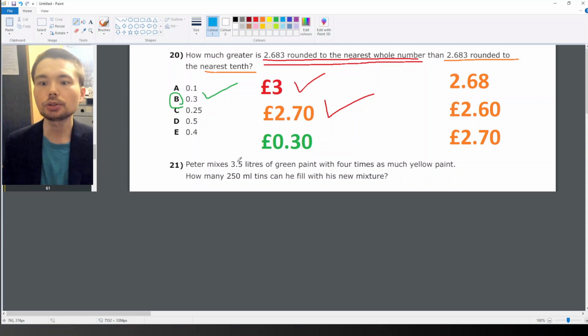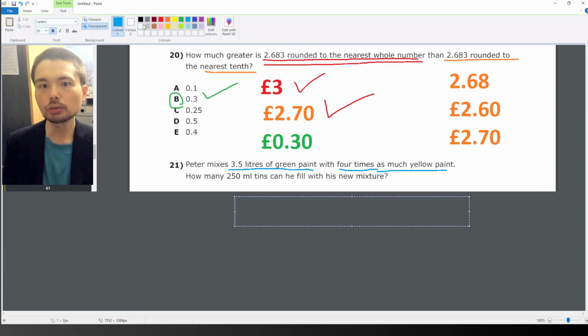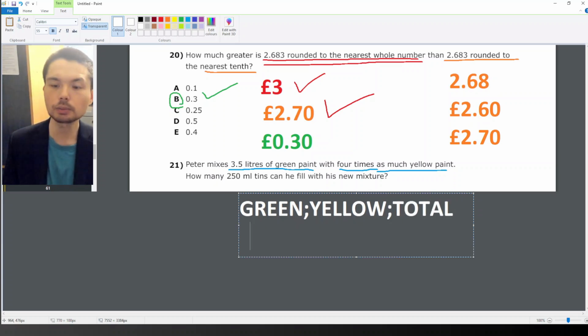Question 21. Peter mixes 3.5 litres of green paint with 4 times as much yellow paint. How many tins can he fill? Okay, let's underline the important info. Here. 4 times as much. Let's set it up. Now, can you see there's a lot of information? So I want you guys to write a table. Let's put it here. Green. Yellow. Now we're just mixing these two and then we get some paint. So I'm just going to call it total. It's like when I'm setting up ratio questions. I also draw a table for my students. 3.5 here, and what does it tell us?